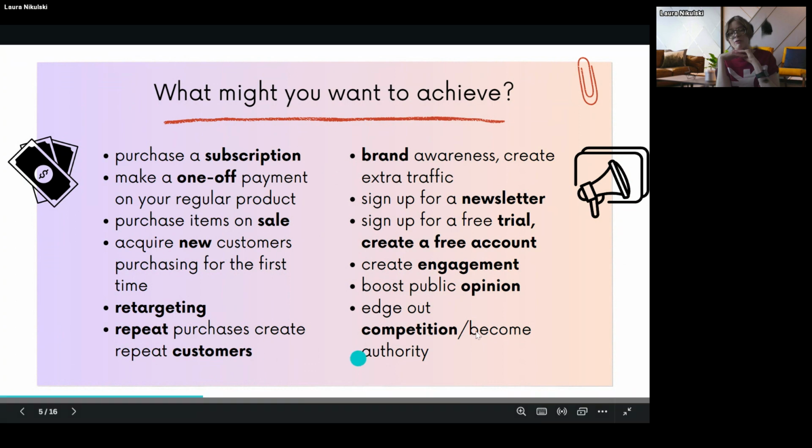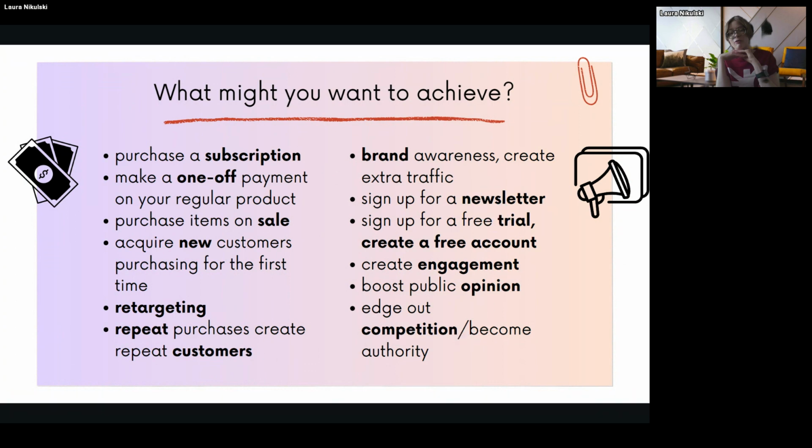Some other non-monetary goals might be brand awareness. So you want to have extra traffic to your website or your app, and you just want people, if they think of a certain product category, to think of your brand. Or maybe you want somebody to sign up for a newsletter, sign up for a free trial, or just create a free account. Like, for example, if you think of Codecademy, there is the option of having a free trial before you get the full subscription. Maybe you want to have more engagement.